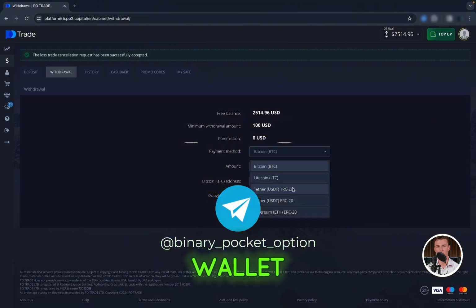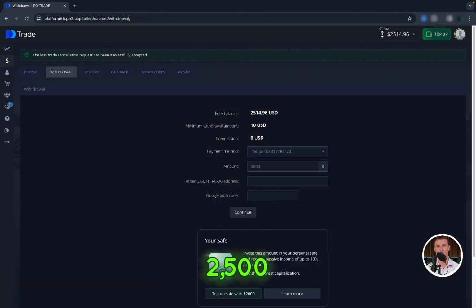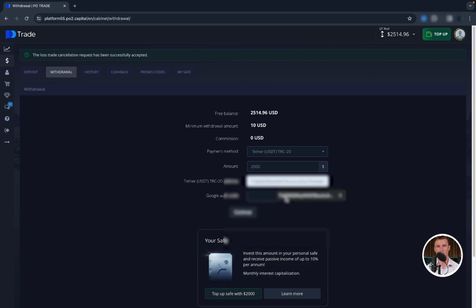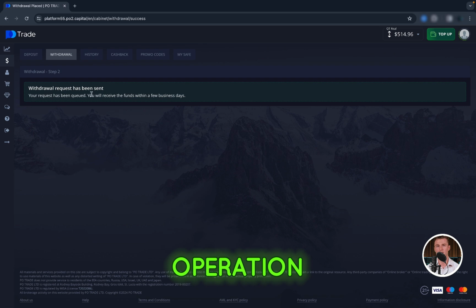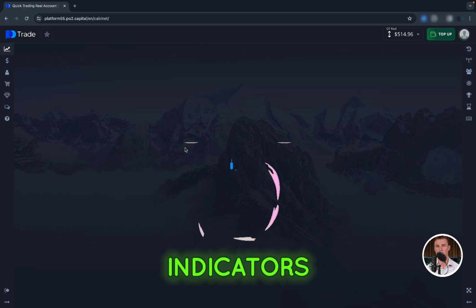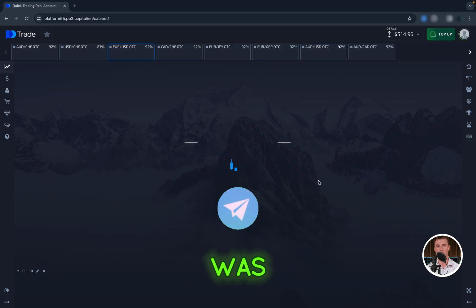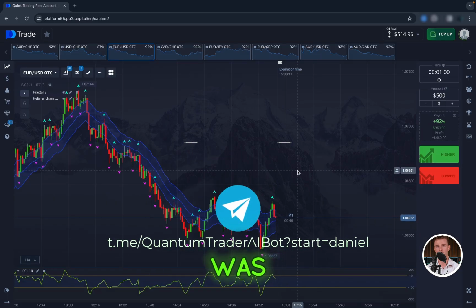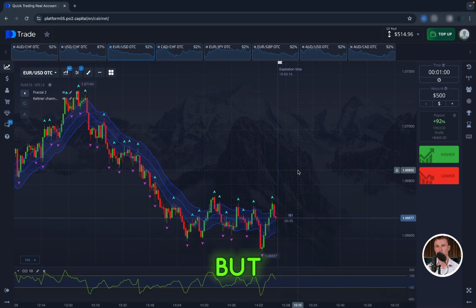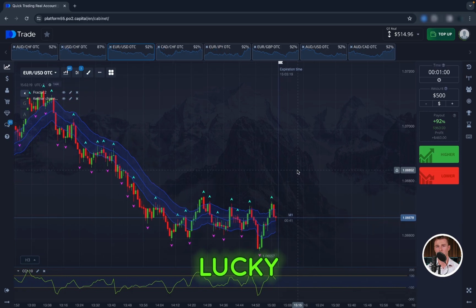We choose a wallet. Let's make the amount 2,000. 500 more is okay. And our operation is being successfully performed. This is how the trade turned out using these indicators. In general, there was nothing complicated. There was a bit of bad luck in the last transaction, but that's okay. This is trading. Someone is more lucky, someone is less lucky.